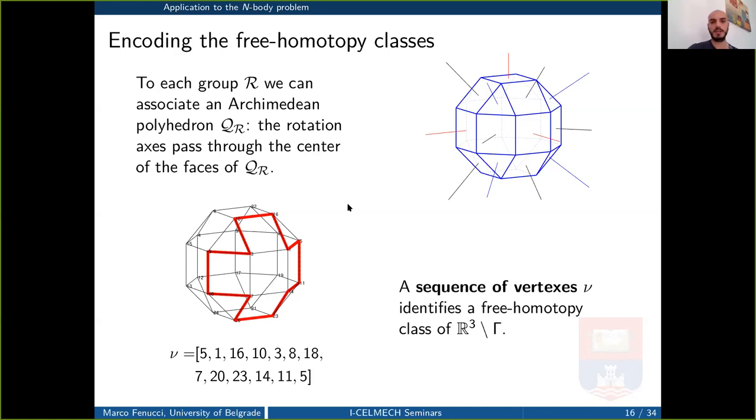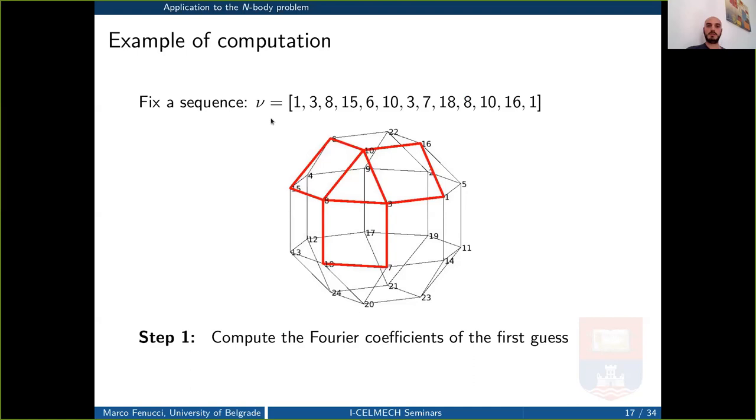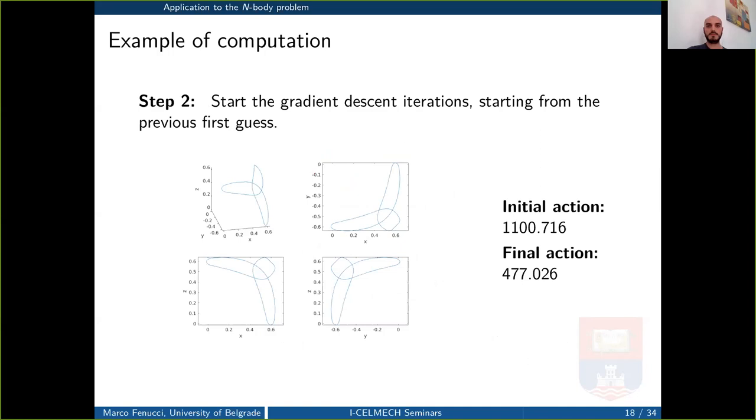Now we see how to compute a periodic orbit. First of all, we fix a homotopy class, so we fix a path on this polyhedron. If we number the vertices, we can simply describe it with a sequence of numbers. In this example, we are traveling in this way. We fix this sequence and compute the Fourier coefficients of this first guess, where we parametrize each segment linearly. Then we start the gradient descent from this first guess, and we obtain something like this.